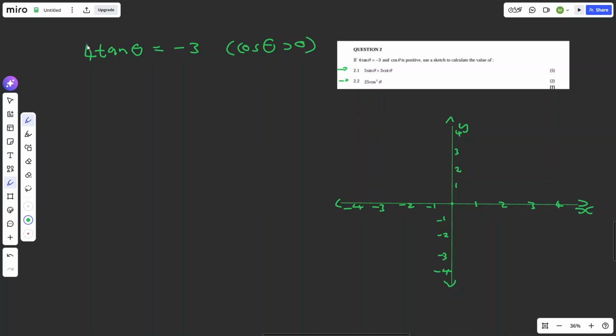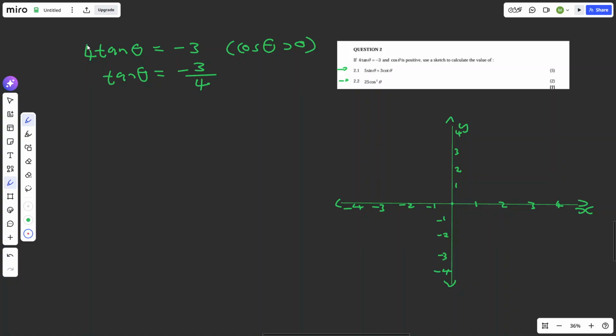So now here, if you look at what's given, we have 4 tan theta is equal to -3. We can rewrite this in terms of tan theta. So this will be -3 over 4. So this is a point which we can put on our sketch. Okay, but we need to determine which side.